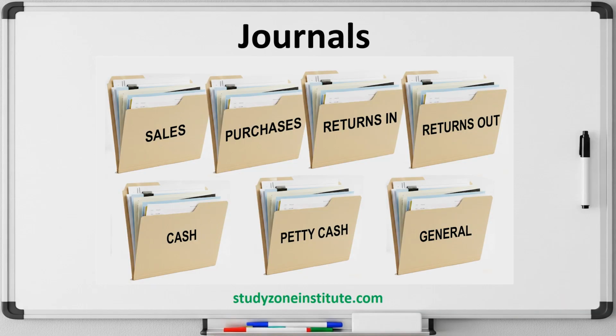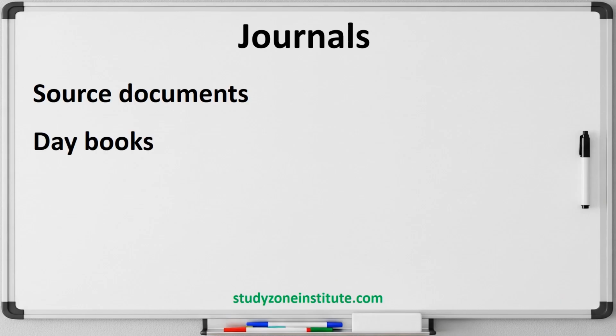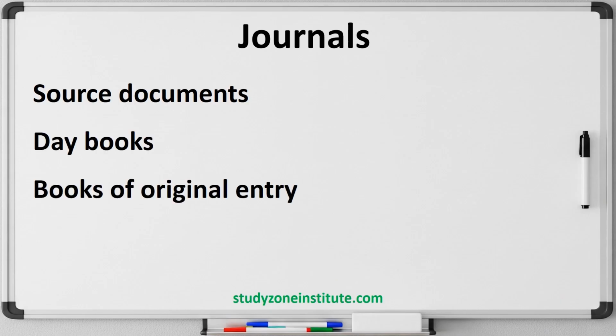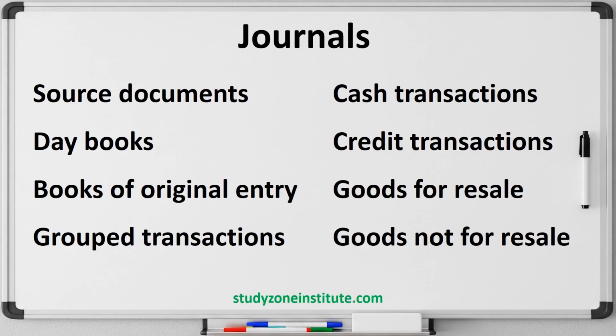Step 2. Journals. After collecting the source documents, bookkeepers record the transactions in 7 journals, or day books. These are the first books of entry. Transactions are grouped and recorded in particular journals, with cash and credit transactions separated. Also, goods bought or sold for resale are recorded in specific journals, even if they are cash or credit transactions.